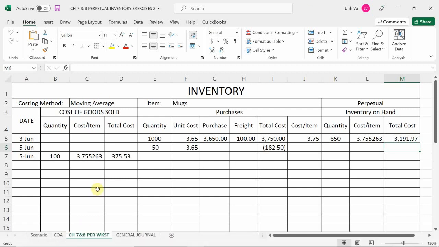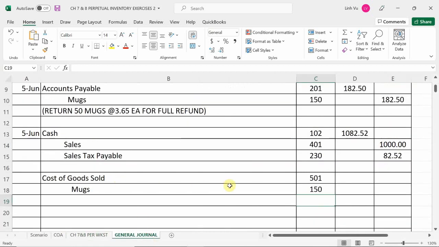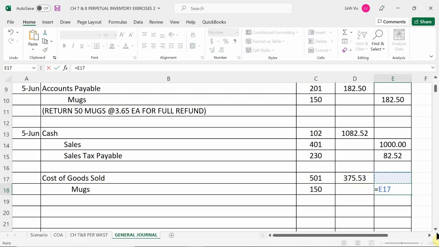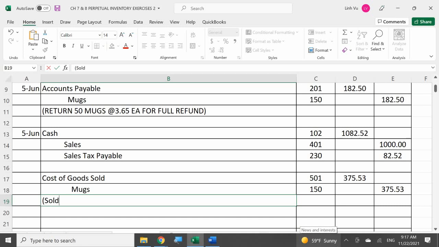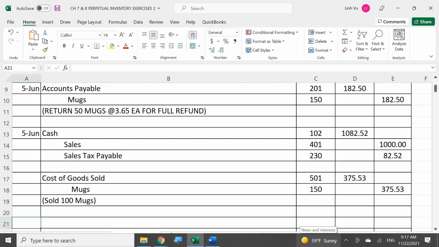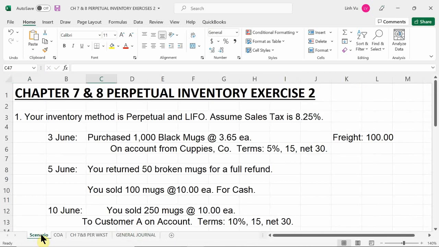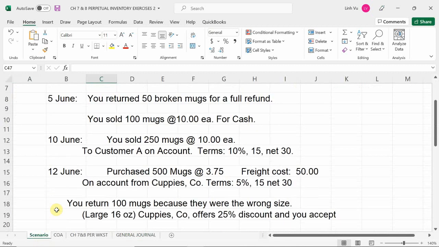So that's that. So now the number that I'm looking at here is going to be 375.53. So that's what I'm going to plug in here. 375.53. So then now I can say you sold 100 mugs. Okay. So then let's see what happened next.